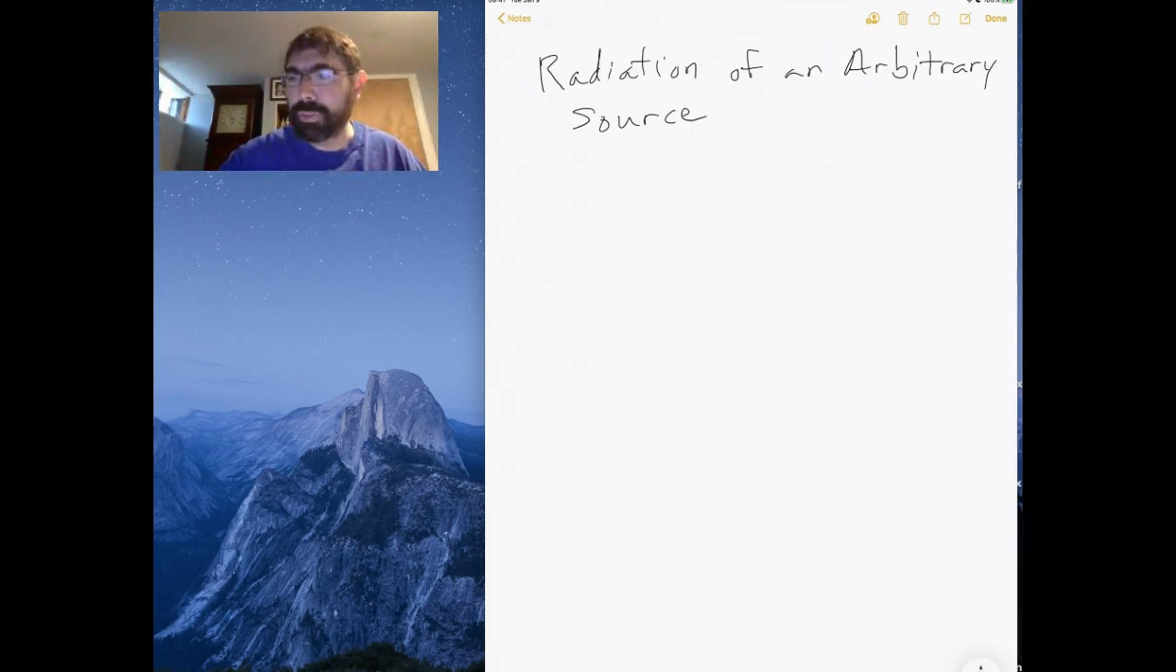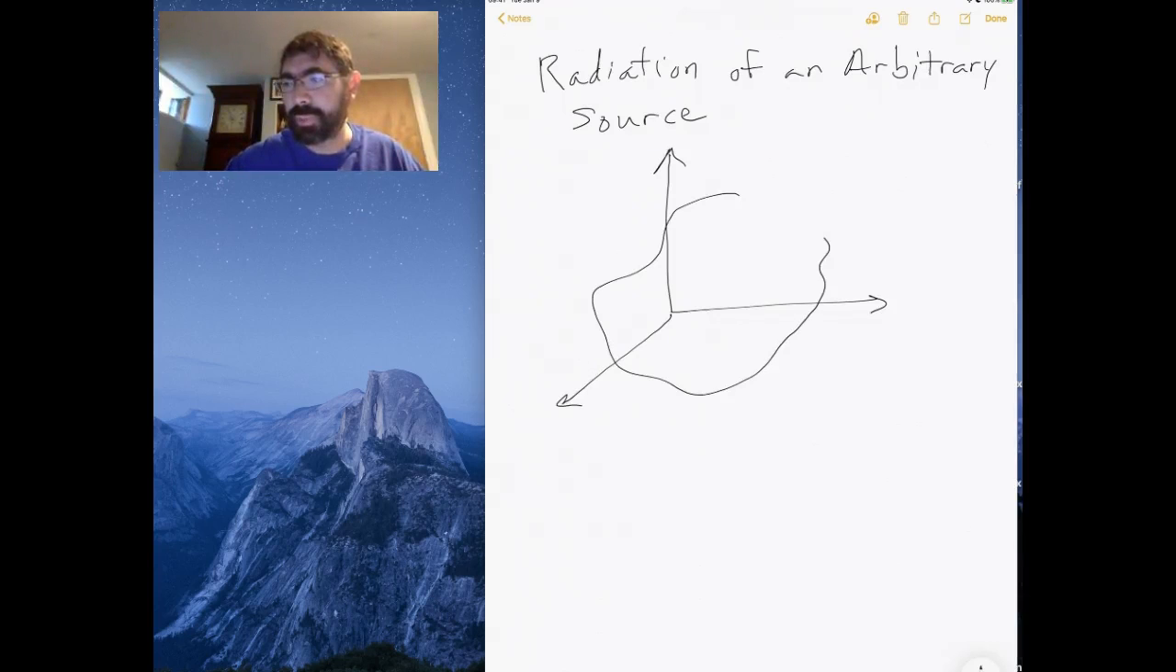In this case, we're going to consider some source, which is this blob right here, and we want to see what radiation you would get if you have some little volume of charge right here and some currents that are flowing inside this volume.